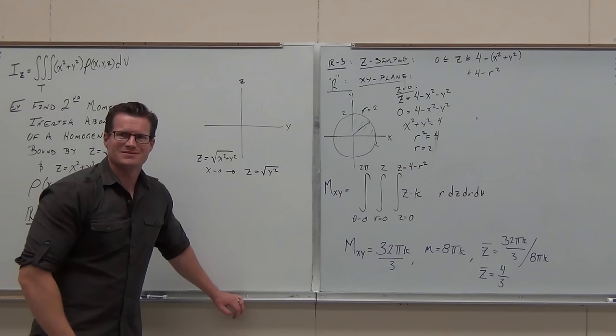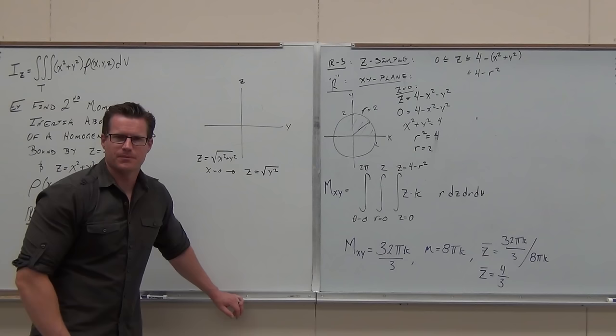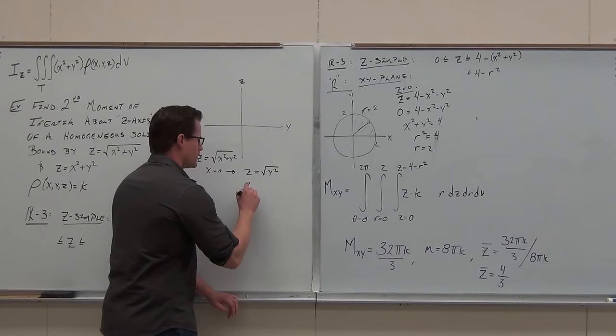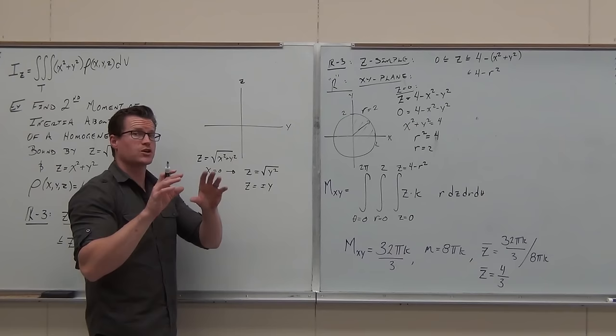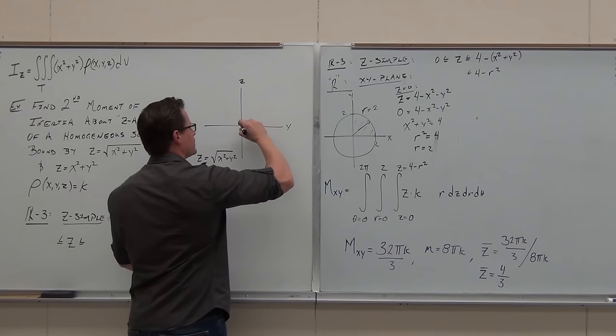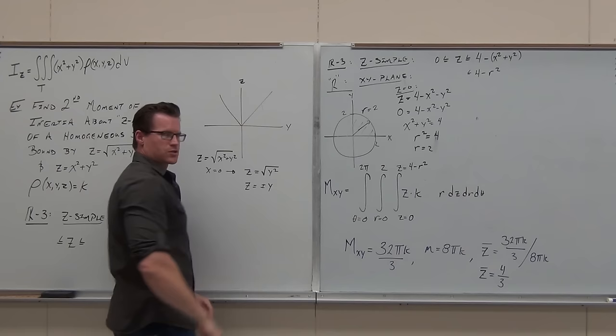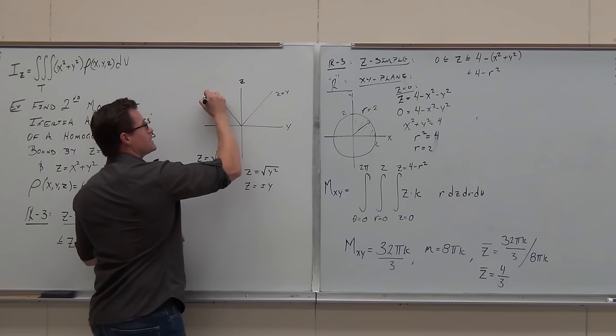You with me? Can you graph that? Yes. Can you simplify it? What's the square root of Y squared? Y. Sort of. It's absolute value, which is plus or minus Y. Here's what that looks like, and I'm just worried about the part above the XY plane. This is Z equals Y, and this is Z equals negative Y.